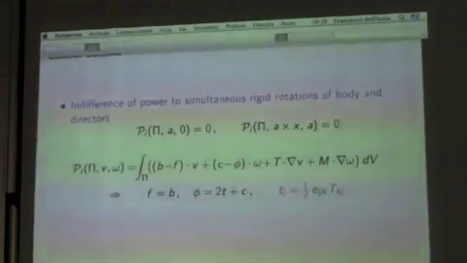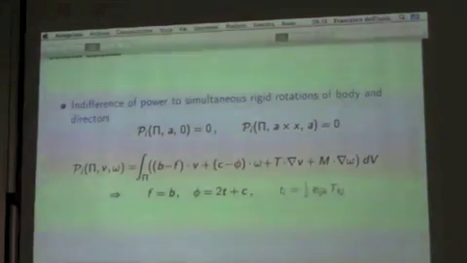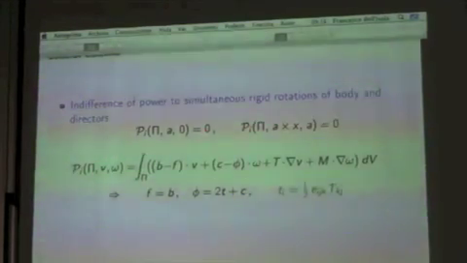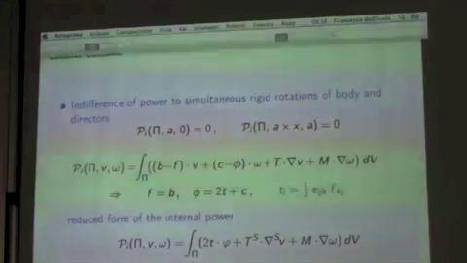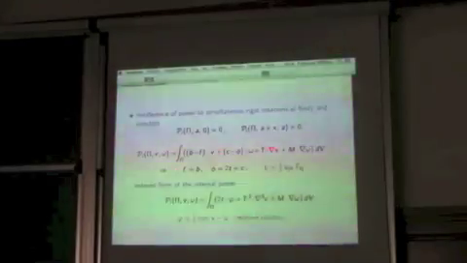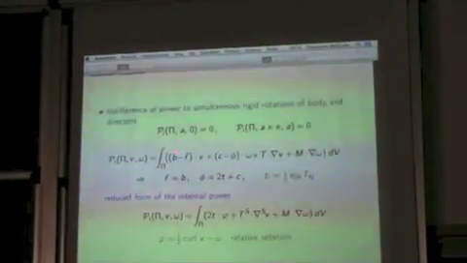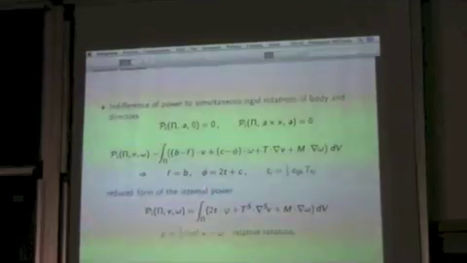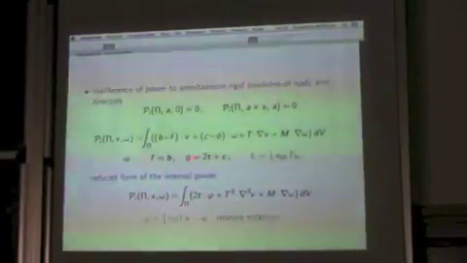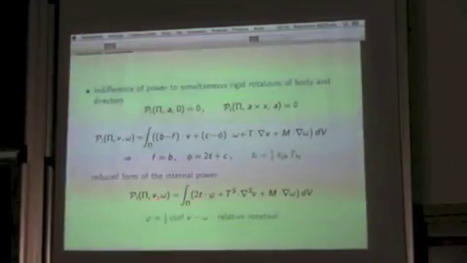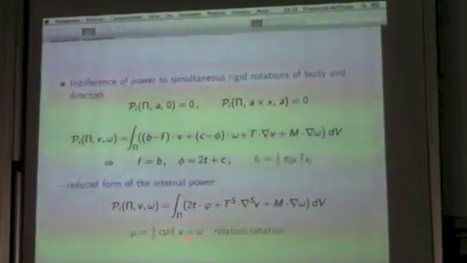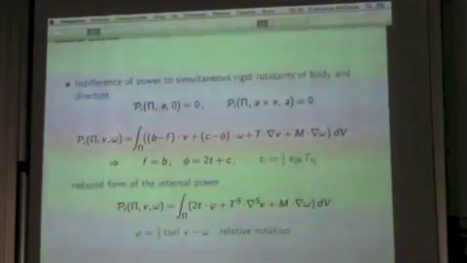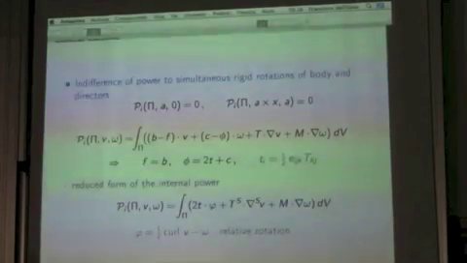Okay, so this is the way in which the indifference equation determines the variable phi. And then we can get a reduced form of the internal power, because this term disappears, and in this term we have a relationship between phi and 2t plus c, which leads to this equation, in which this script phi is just the relative rotation between the body and the director at every point. Okay? There are computations which I am skipping.